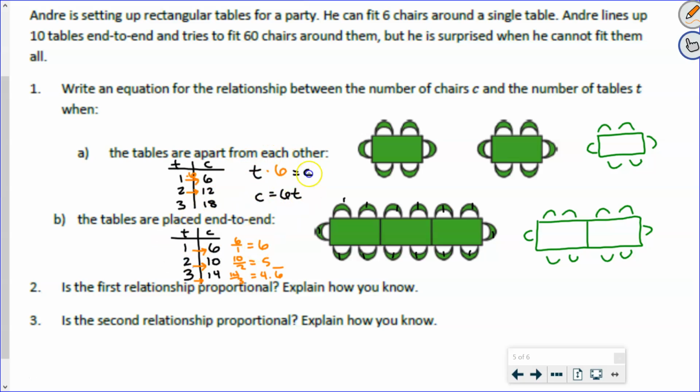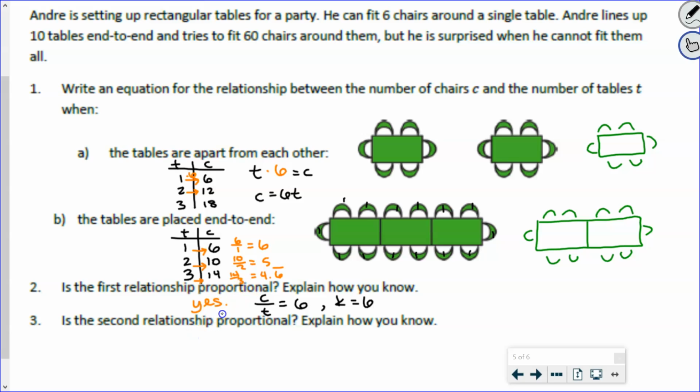Write the equation here. We did that one. Can we write an equation here? I'm struggling with that. I'm not sure exactly how to write an equation for that because it's not a proportional relationship. Is that first relationship proportional? Yes. Because no matter what, the chairs divided by the tables is equal to 6. It has a constant of proportionality, the COP, or K, equal to 6.